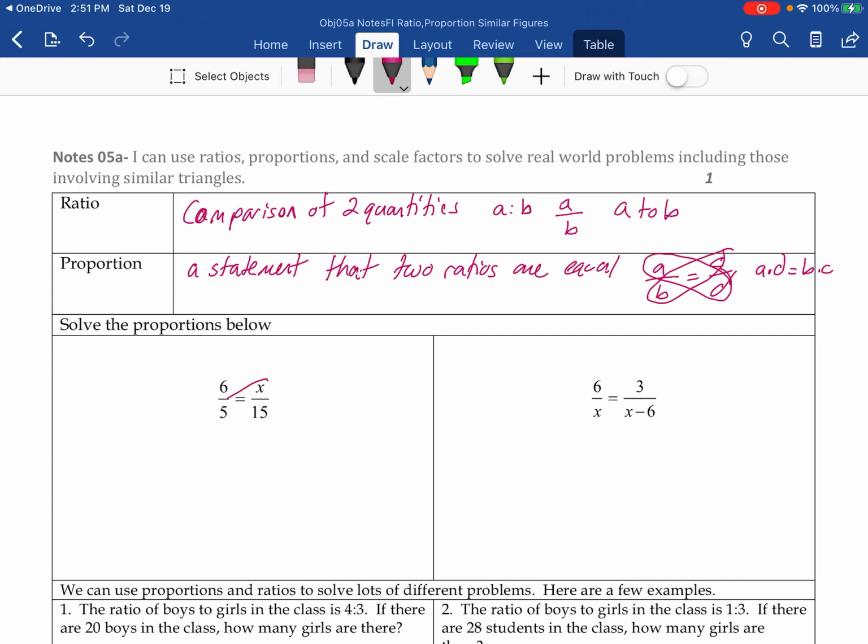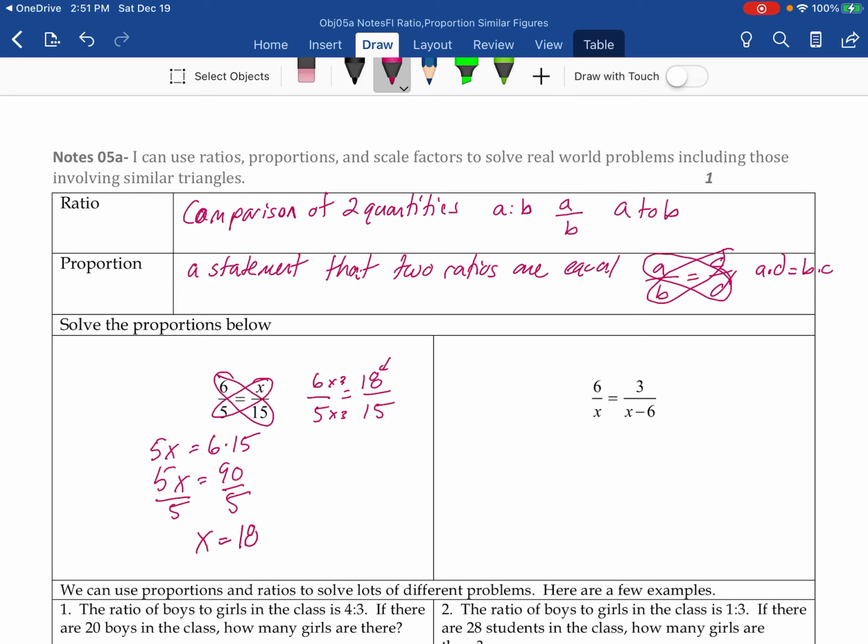All right, so this is to solve the proportions below. So I cross multiply, so that's going to be 5 times x equals 6 times 15. 5 times x equals 90. X equals 18. And so my proportion is 6 over 5 equals 18 over 15. And you should have learned in middle school that you can also use equivalents. I know that 5 times 3 is 15, so 6 times 3 would have given me that number there as well.